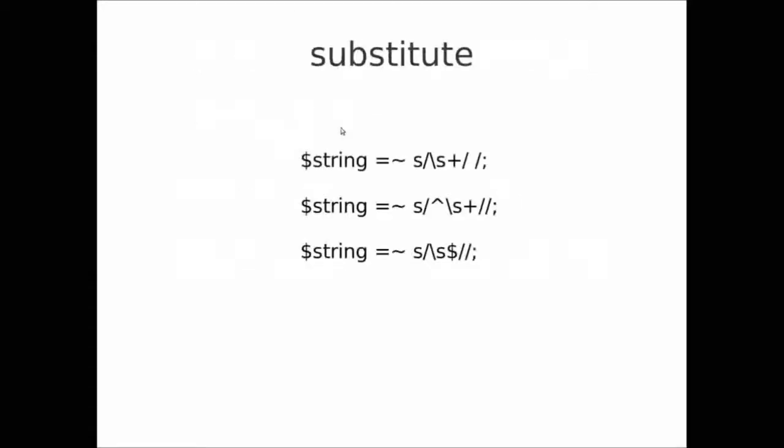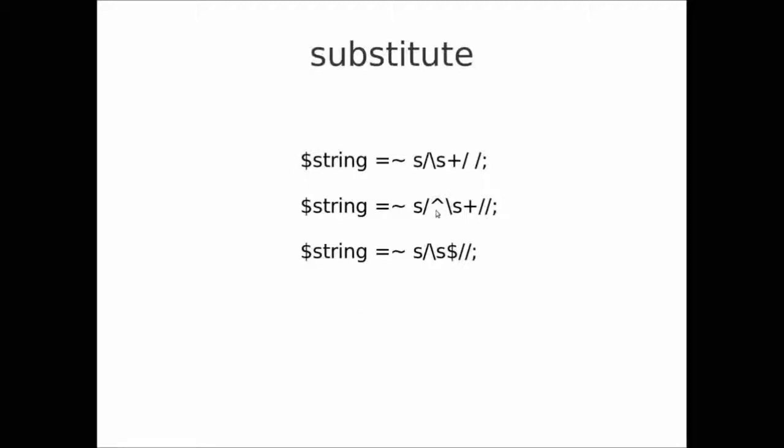Let me show you some more substitute examples. Here are 3 very common examples that we use all the time. In the first case, we substitute a \s plus, so that means 1 or more white space characters for a single space. So that's going to take all those cases where you accidentally pressed spacebar twice or 3 times or 4 times and move them down to a single space.